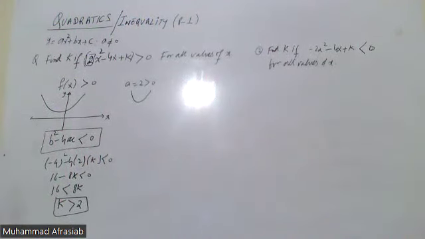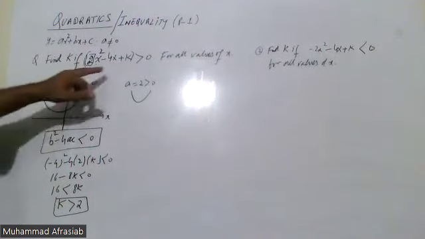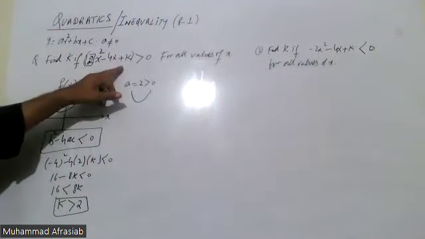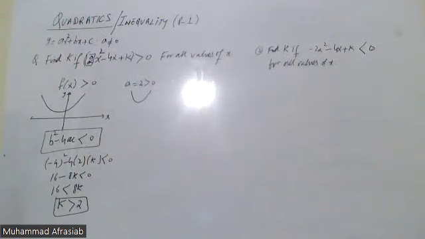So when k is greater than 2, then for this whole expression, this value will always be greater than 0, whatever the value of x you are going to put in that equation there. So this is the one part of that question which is given in this form. The second part of that question is find the possible value of k if minus 2x square minus 4x plus k is less than 0 for all values of x.